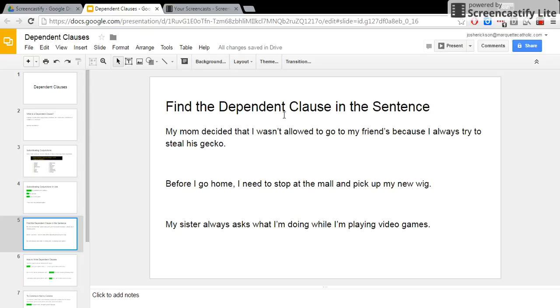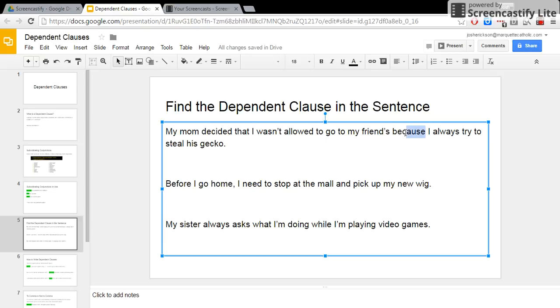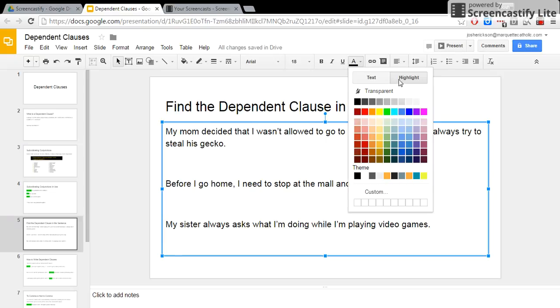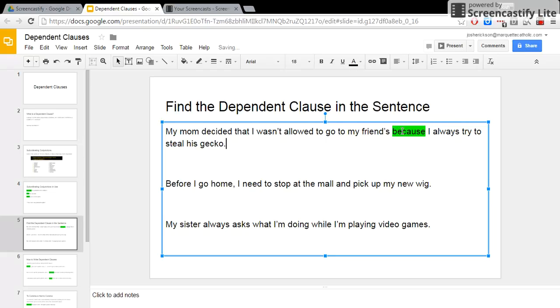So the dependent clauses in here start with the subordinating conjunction. In this sentence, the subordinating conjunction is right here. It is because. That's your subordinating conjunction, which means that this whole thing, because I always try to steal his gecko, is the dependent clause. Okay? The part that goes with it is usually going to be able to stand by itself. My mom decided that I wasn't allowed to go to my friends. That stands by itself. That's an independent clause. But because of this subordinating conjunction right here, this is your dependent clause.